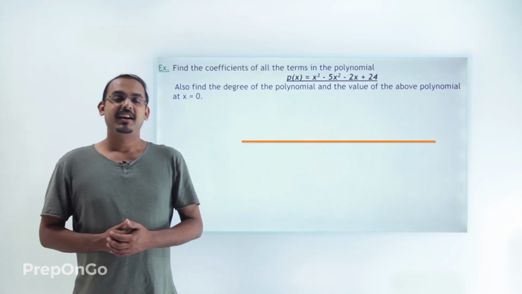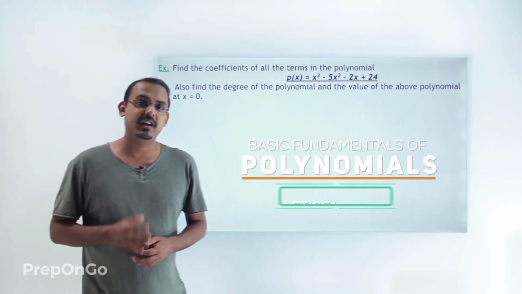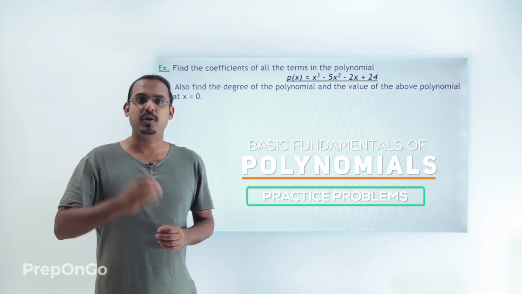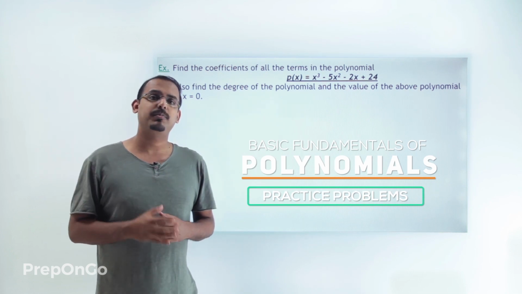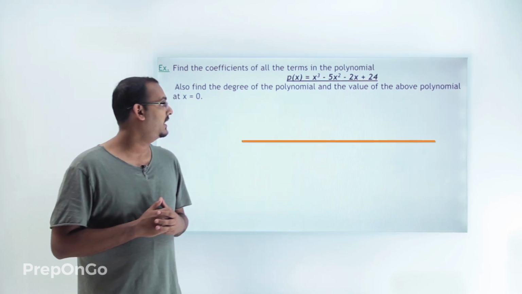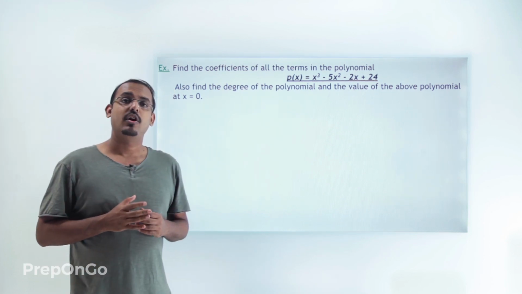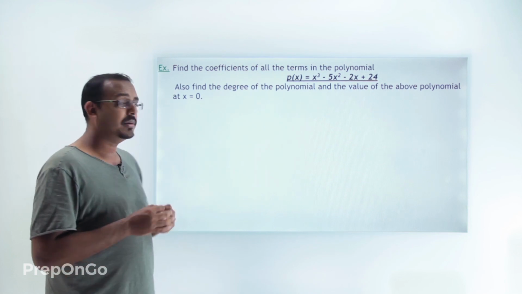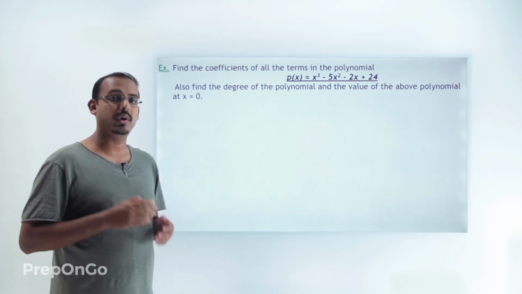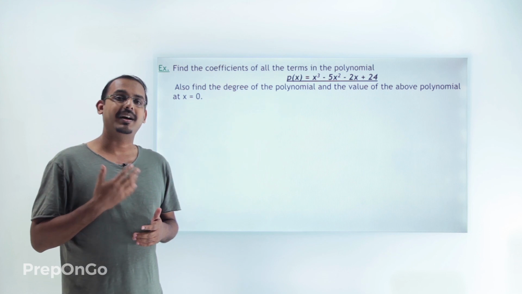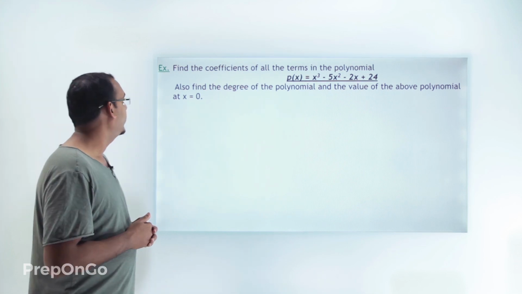Hello everyone. So now that we have understood the basic fundamentals behind the study of polynomials, let's go on and solve a problem and try to recall those concepts, right? So in this problem, we have to find the coefficients of all the terms in the polynomial p(x) = x cube minus 5x square minus 2x plus 24, right?